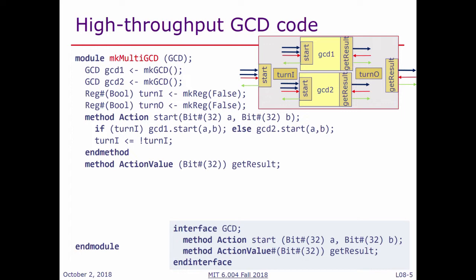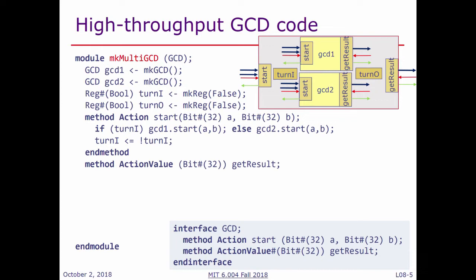Why can't you start it? When can you start GCD1? When it's not busy, right? Which is internal affairs of GCD. Outside, we rely on the fact that every method has a guard. So we will have a way of detecting the guard of GCD1's start method, right?